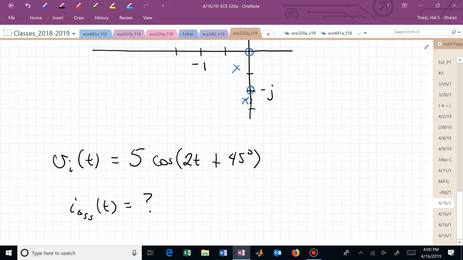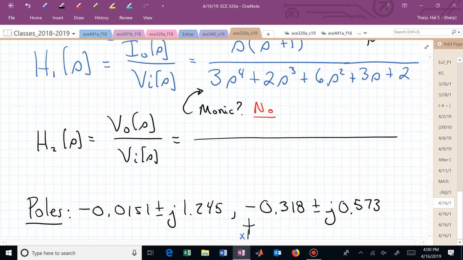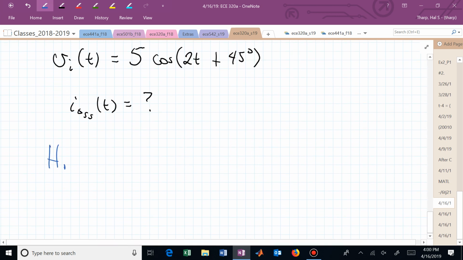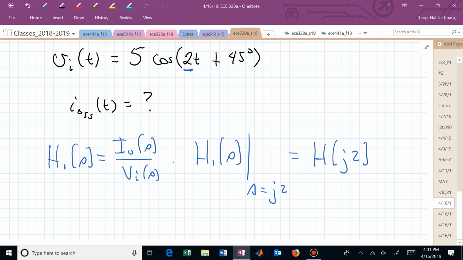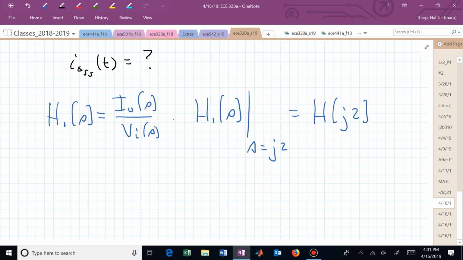If that's the case, and we now have this transfer function, h sub 1 of s, what do we do with it? What we need is to evaluate this when s is equal to 2j, where that 2 is coming from this sinusoidal oscillating frequency of 2 radians per second. That's why we need h of j2. And that's really not difficult conceptually to put into the transfer function. We just replace every s with j2.